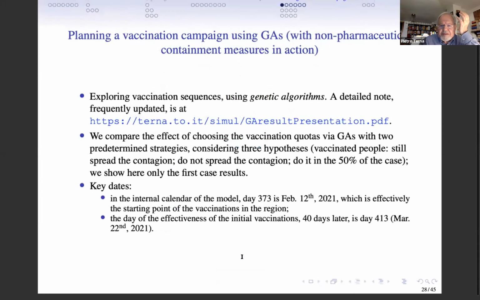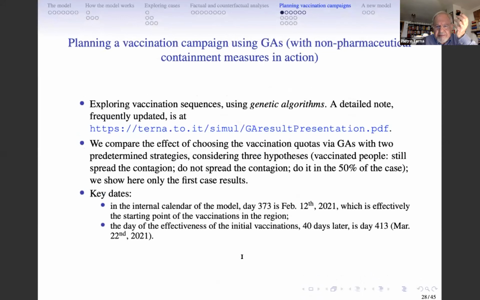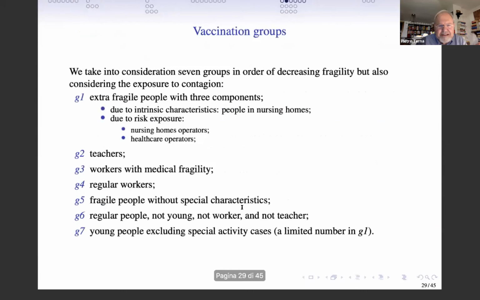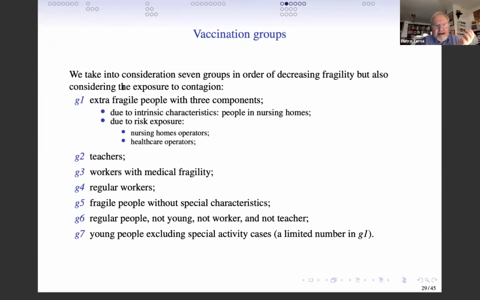Then the last part of my presentation, which is interesting for AI application, is an attempt to go toward the inverse construction of the model. Here we introduce a meta-agent distributing vaccines, and the dates are close to the realistic ones in Piedmont and in Italy. In the middle of February we start vaccinations, and we can distribute the vaccine considering these 7 groups, starting from extra fragile people, elderly in nursing homes as an example, teachers, workers with medical fragility, and so on. Workers, fragile people, regular people, young people.